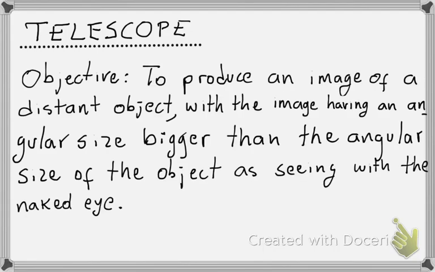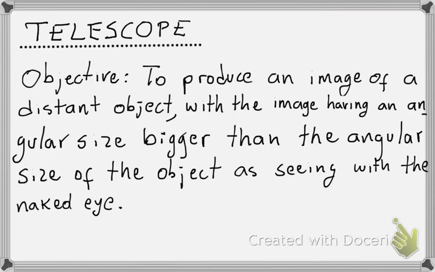Now, a slightly more complicated optical instrument is a telescope. What is the idea of a telescope? With any optical instrument, the idea is that you want to produce an image of a distant object. For a telescope, the object is always going to be very distant, like the moon, the stars, the planets, etc. You want to produce an image of a distant object which has an angular size bigger than the angular size that the object has when you just look at it with your naked eye. Again, that's the basic idea of an optical instrument.